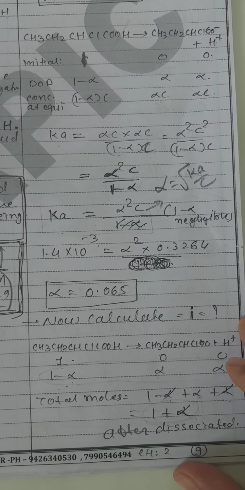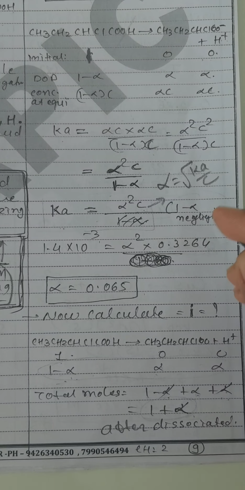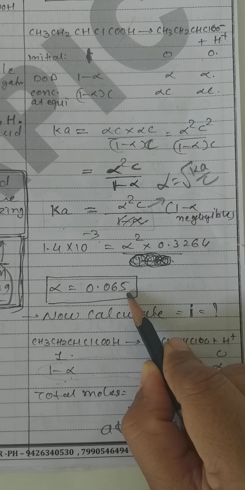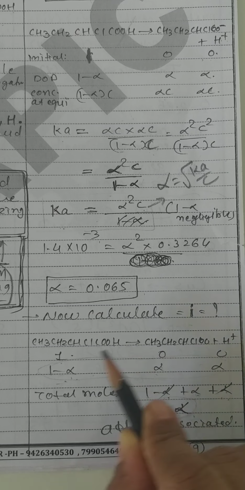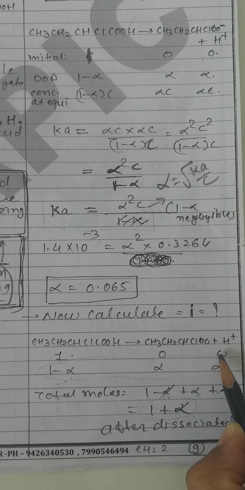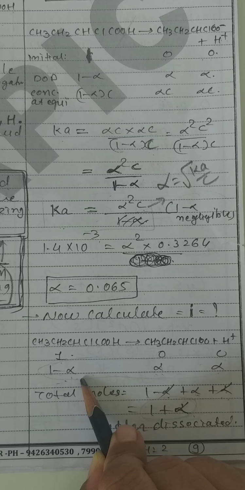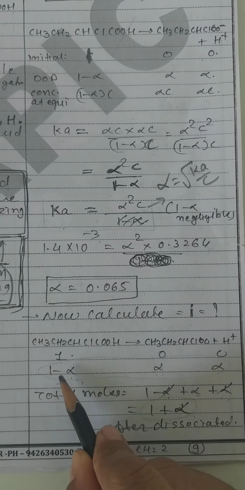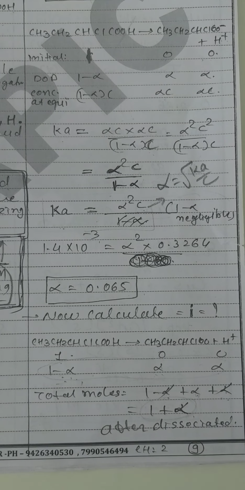Okay, let me explain again because I think you have not verified. Now see again, alpha is equal to 0.065. Now calculate the i. So again write the equation. Initially it is taken 1 mole, 0 and 0. So at the degree of dissociation alpha, we have 1 minus alpha, alpha and alpha. Okay, so total moles at equilibrium of product plus reactant, that is 1 minus alpha and alpha and alpha, that is 1 plus alpha, after dissociation.